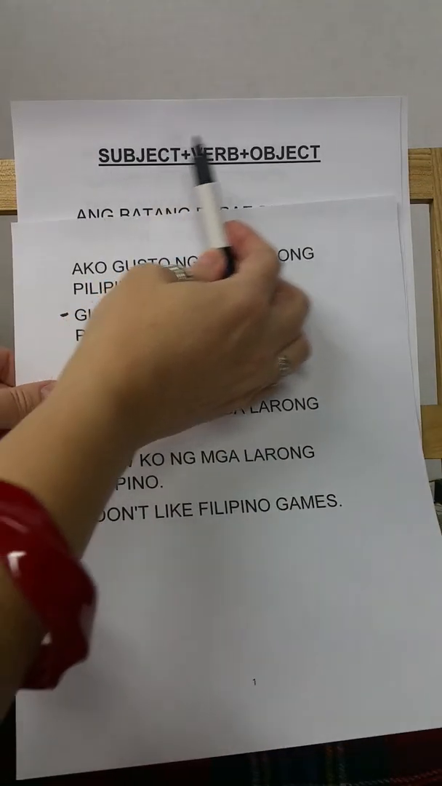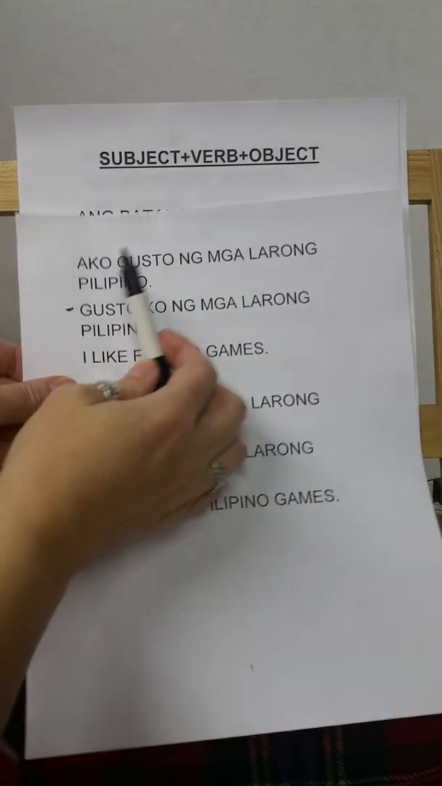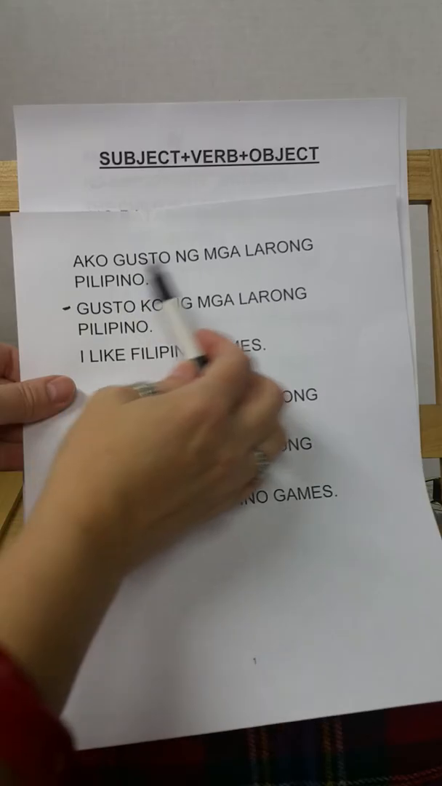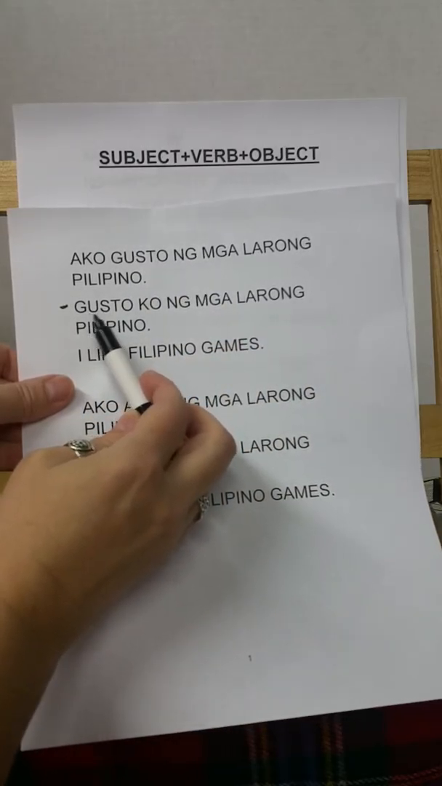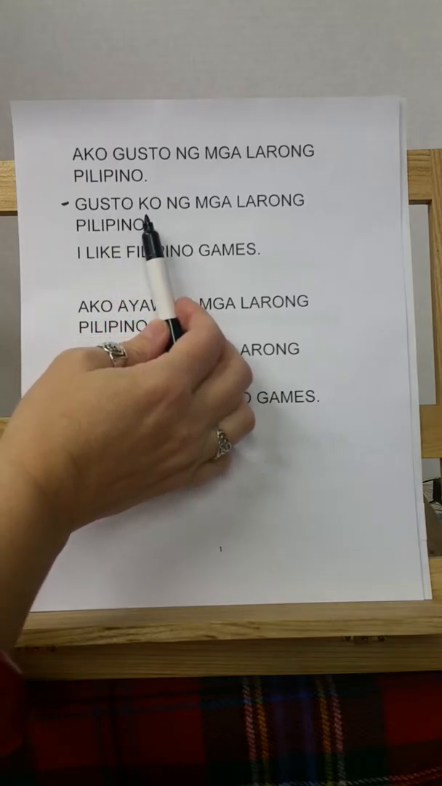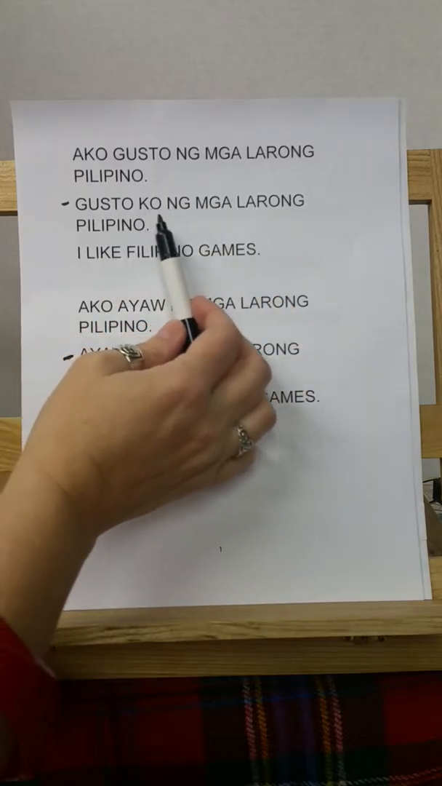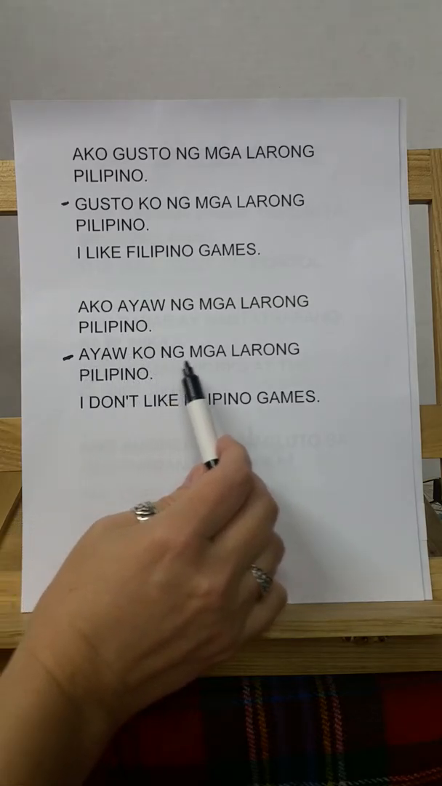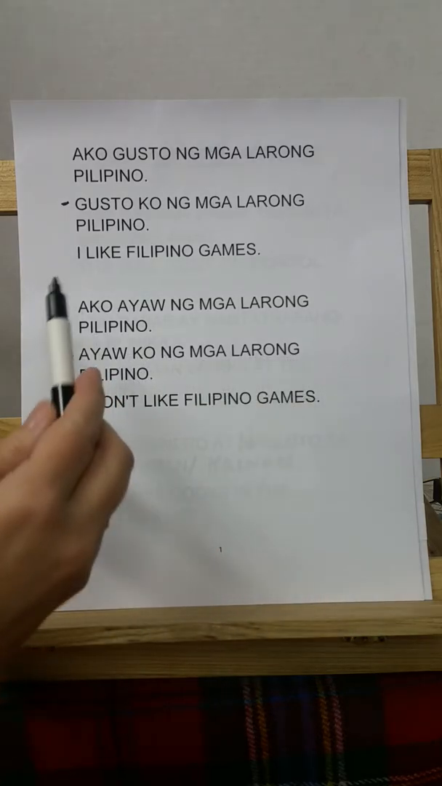But according to the formula, you put the subject, the verb, the object. So, ako gusto ng mga larong Pilipino. That's the formula. But they use the second one, which is the verb, then the subject, and then the object. Gusto ko ng mga larong Pilipino. Or, ayaw ko ng mga larong Pilipino. I like Filipino games. I don't like Filipino games.